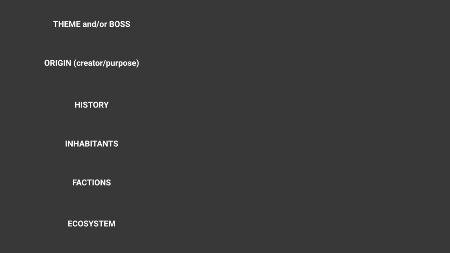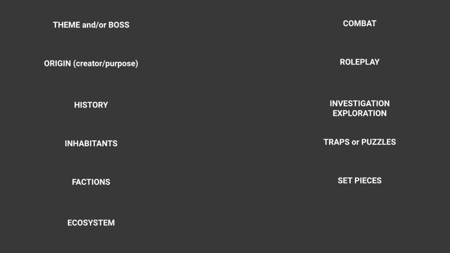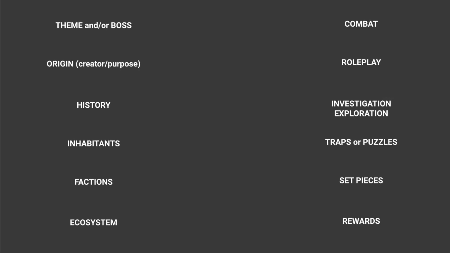So that's our realistic list, and let's pull it up on the screen so you can see all 6 of those steps. Now we're going to compare those 6 steps to the 6 gameable steps. And now our gameable steps include combat, roleplay, investigation and exploration, traps and puzzles, set pieces, and rewards. So as you can see, these 6 steps take into account the different styles of play. But here's where we get the secret sauce.